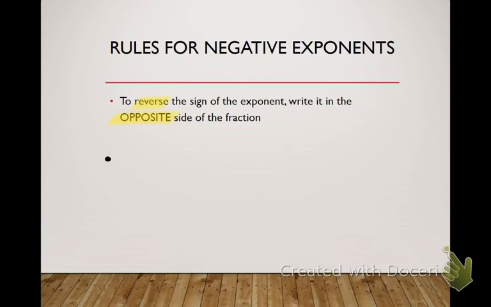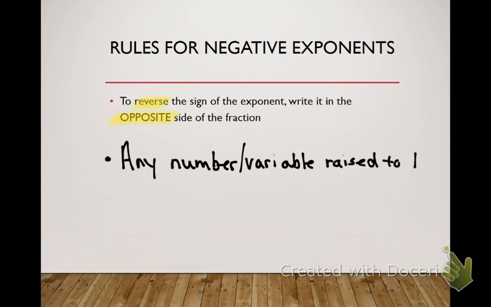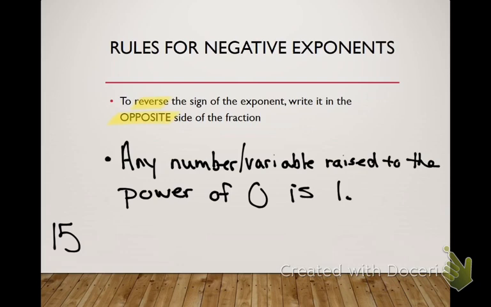Your second rule says any number, I'm going to write this one out, or variable, so that part's important, raised to the power of 0 is 1. That literally means, we'll throw a couple examples out here. 15 raised to the power of 0 is 1. X raised to the power of 0 is 1. 30 raised to the power of 0, guess what? 1. Okay? So any number, and I know the zero kind of looks like a degree sign, but any number or variable raised to the power of 0 will be 1.